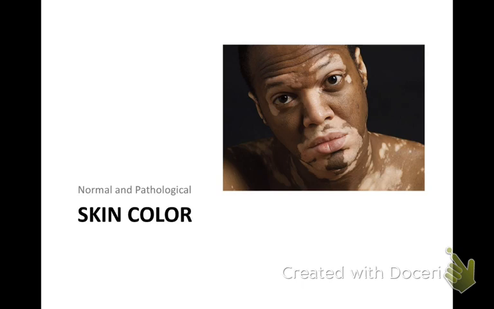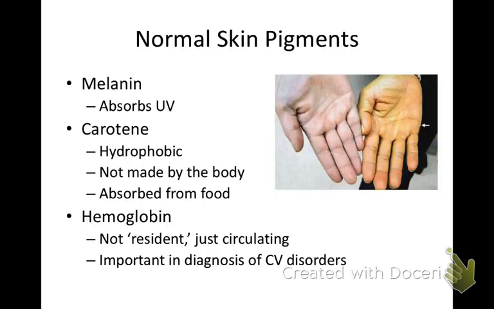Okay, so we're going to talk a little bit about normal and pathological skin color. What you're seeing in this individual is a condition called vitiligo. Vitiligo is an autoimmune disease in which the immune system inappropriately attacks the melanocytes, those pigment-producing cells. It's more exaggerated in people with darker pigmented skin, but it's also more common in people with darker pigmented skin. So natives of Africa or North American natives, indigenous North Americans.